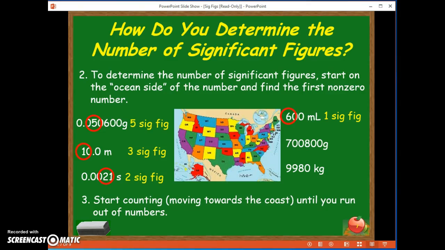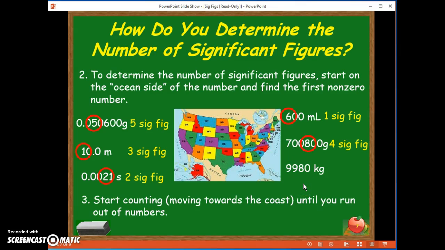Okay, so at this point you should have done the other two examples. So we have 700,800 here. Again, we're going to count from the right side. So I'm going to bring my cursor in. You can follow along here. The first non-zero I encounter is 8. Everything after that to the left counts. So that's 8, 0, 0, 7. That's 4 digits, which means I should have 4 significant figures.